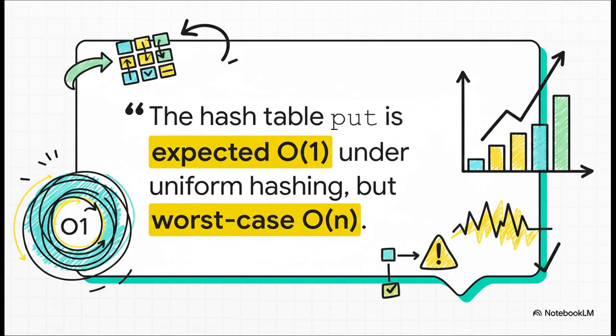And this is what a pro-level answer really sounds like. You're not just spitting out a number, you're giving the context. You state the expected case. You mention the assumptions behind it, like simple uniform hashing. And you also acknowledge the worst-case scenario. This shows a deep, practical understanding of how these things work in the real world.